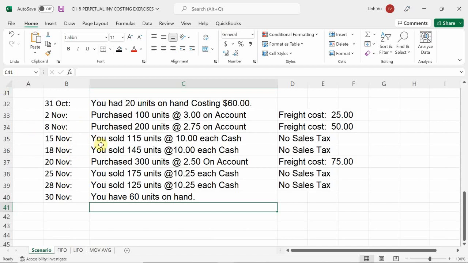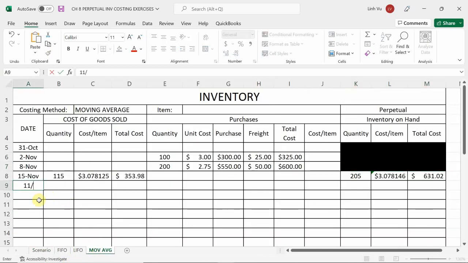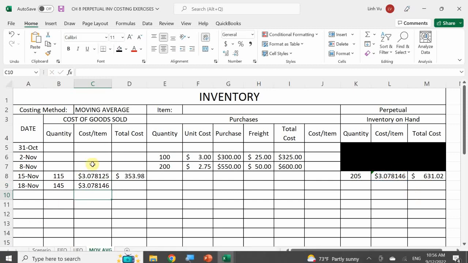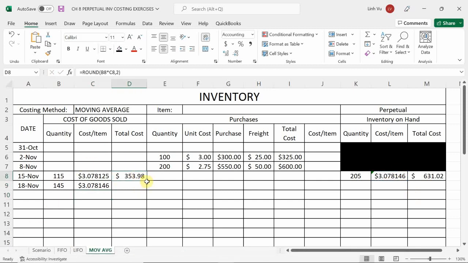Okay, so now on November 18, you end up selling another 145 units. So if my new average cost per item is 3.078146, what is my grand total cost of goods sold going to be now? $446.33. Good. So let's subtract it out.